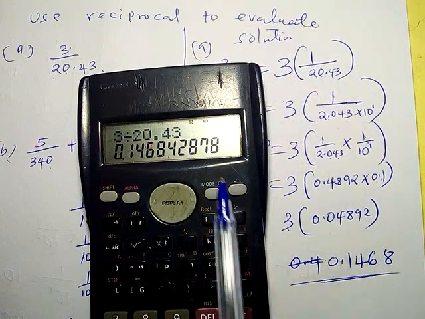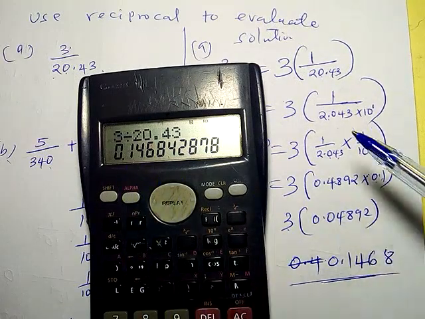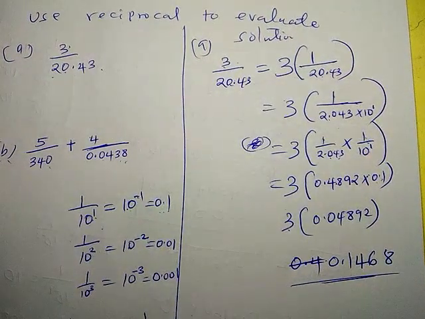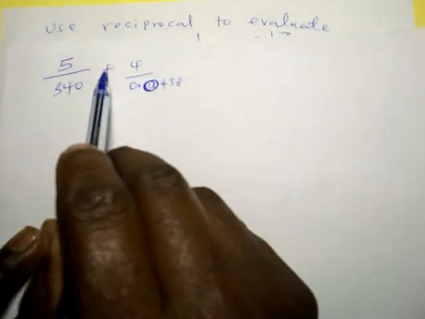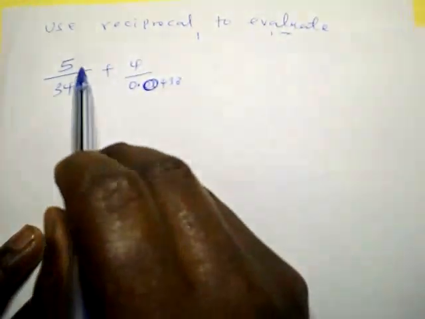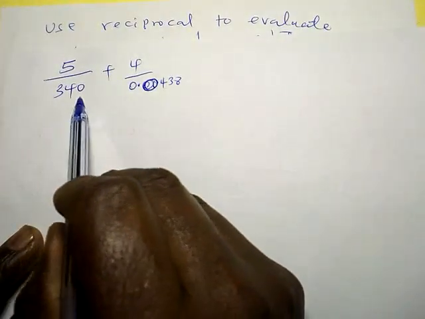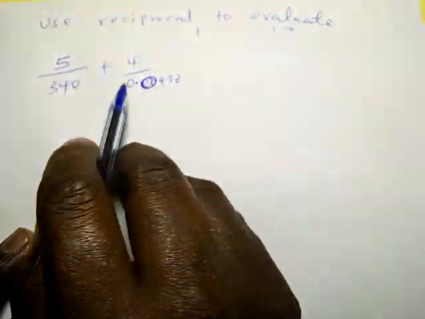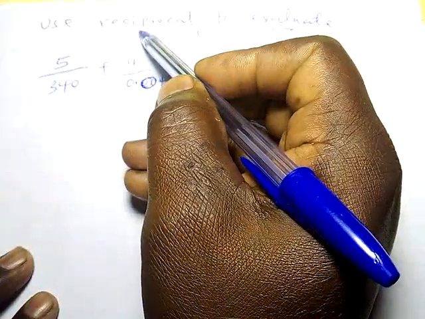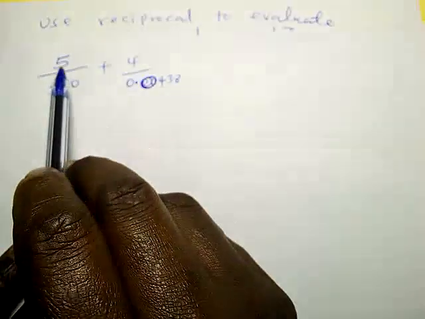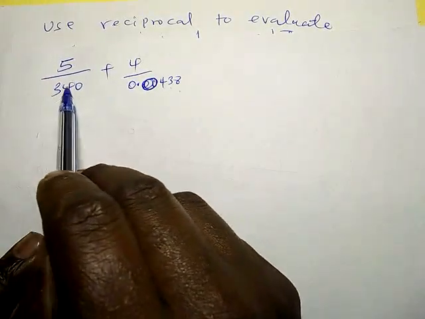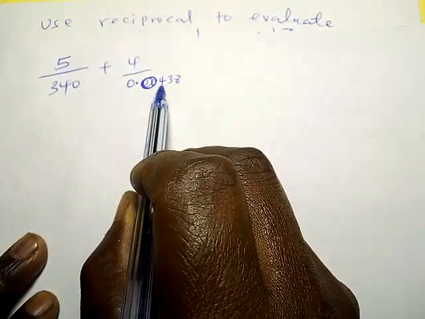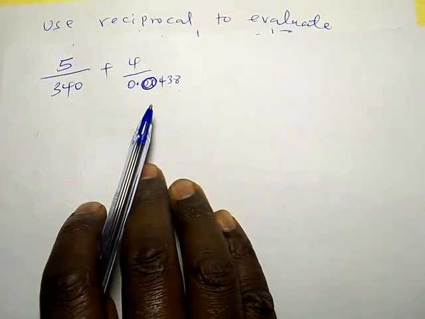But you are not supposed to use the calculator directly like that. You must show step by step like I have done here. Our question remains, use reciprocal to evaluate 5 over 340 plus 4 over 0.0438. We want to use reciprocal table to evaluate 5 over 340 plus 4 over 0.048. So how do you go about that?